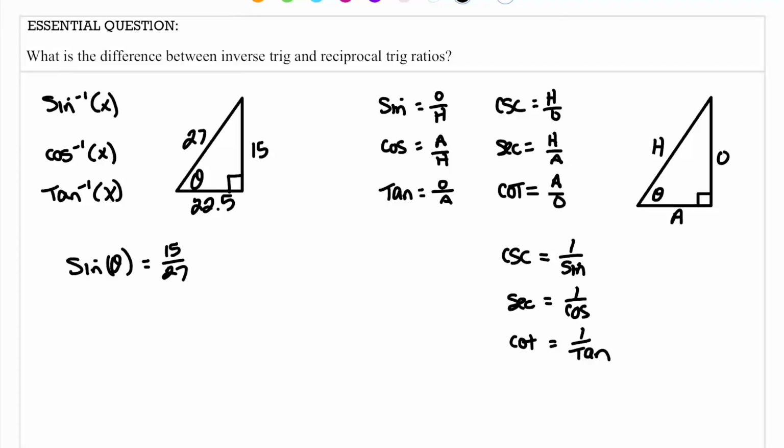So now we have the ratio, but what we don't have is the angle. So that means that 15 divided by 27 is 0.555 repeated. So sine of theta equals 0.556, we'll round it. So now we're going to do the inverse. So the inverse sine of 0.556 equals theta. So now we can actually do that here.